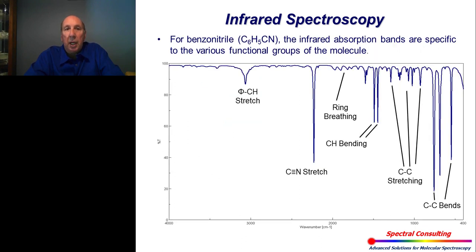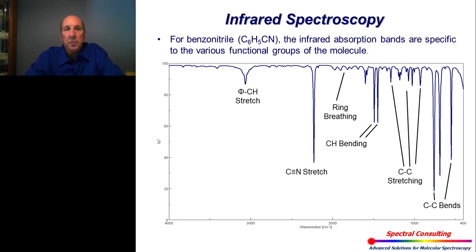If we go to something like benzonitrile, we have more activity. In this case, the benzene CH stretch, because they're all the same, gives only one peak instead of the multiple peaks that we saw for isopropanol. The carbon-nitrogen triple bond stretch is all by itself out there at about 2250, and that's the only thing that really gives a band in that area. We have the ring breathing modes, carbon-hydrogen bending, carbon-carbon stretching, and carbon-carbon bends. So it's a fairly simple molecule, but there's a lot of activity because there are a lot of atoms in that particular molecule.